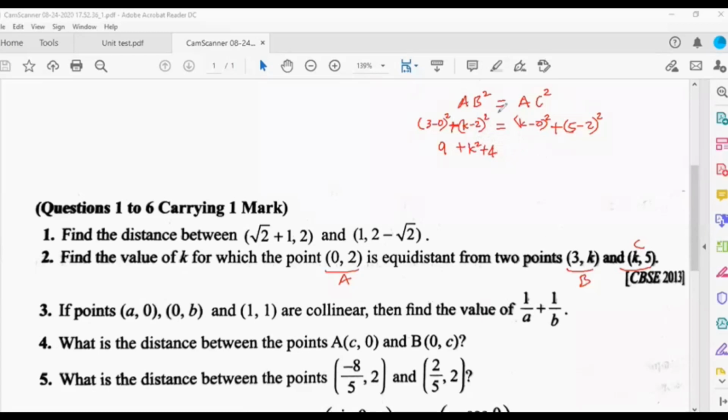That is, last, minus 4k. Minus 4k is equal to, on the right side, k minus 0 means k, so k square, plus 5 minus 2 square means 3 square, that is 9. So you can cancel 9, and also you can cancel the k squares. Okay, this minus 4k you move to the right. So you will get 4 is equal to 4k. So what will k be? k is equal to 1.